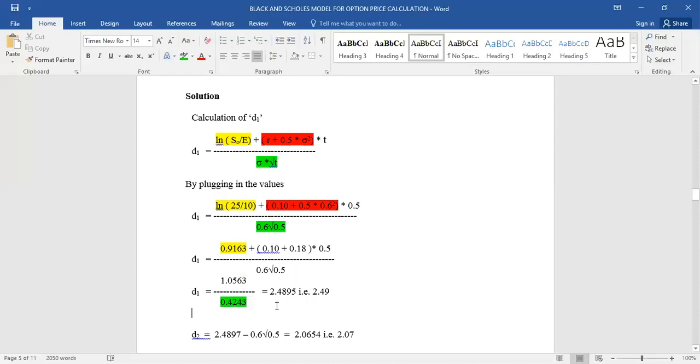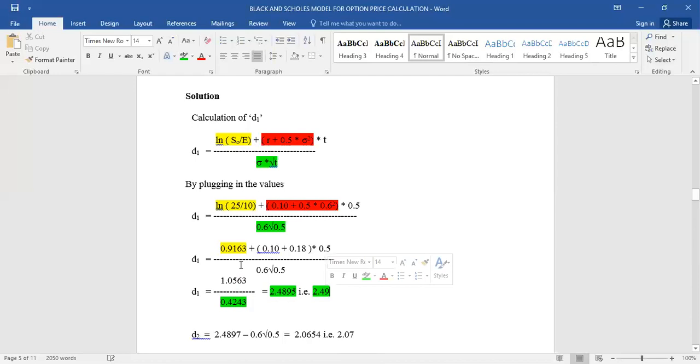Now we take the values. It will be 0.28 times 0.5 plus 0.9163 divided by 0.4243. We get 2.4895. Now if you are using some online utility to calculate area under normal curve, you can let it be 2.4895. If you are reading the table, you will be reading it for two decimal places. So that will be equal to 2.49. We will be reading in the table.